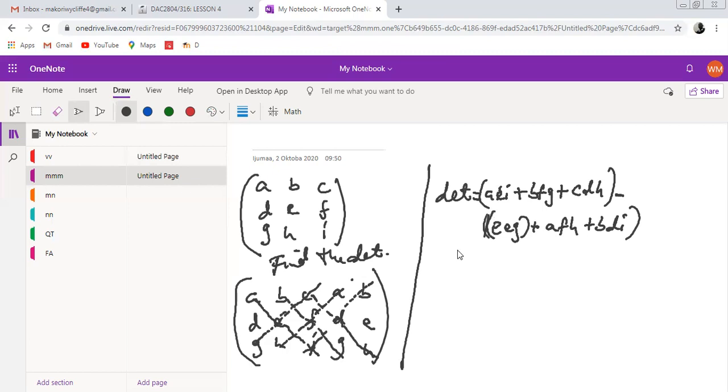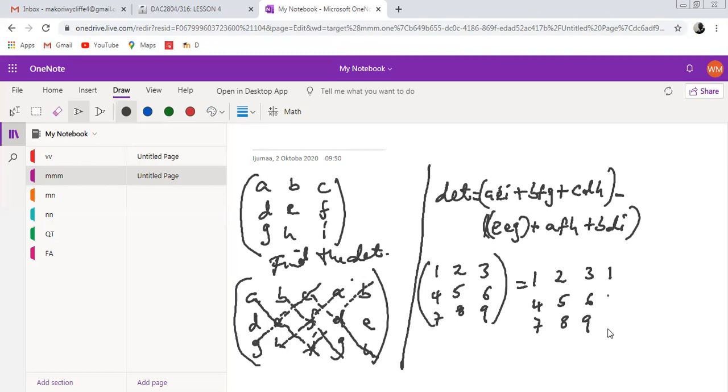Let us have it in numerical form. For example, you are given a matrix like that. That is a 3 by 3. Now you are told to find the determinant. For doing this, you need to rewrite this matrix. Make sure you write it properly so that you can have those diagonals where indicated. So I have written the first matrix, then I have repeated the first two columns like that.